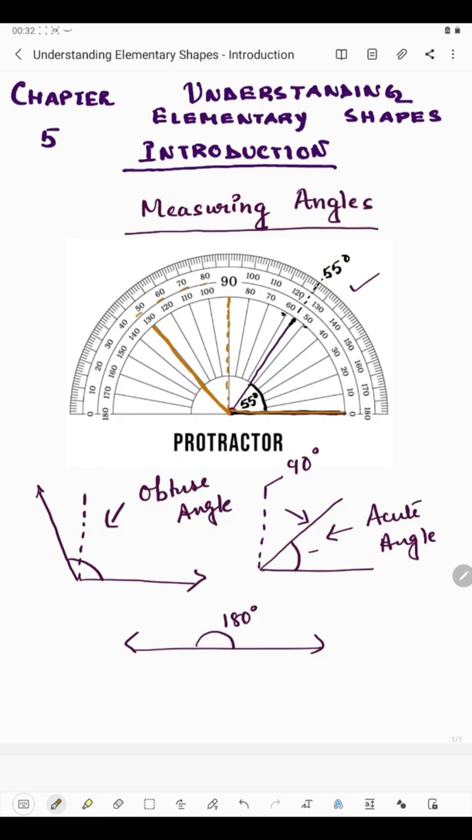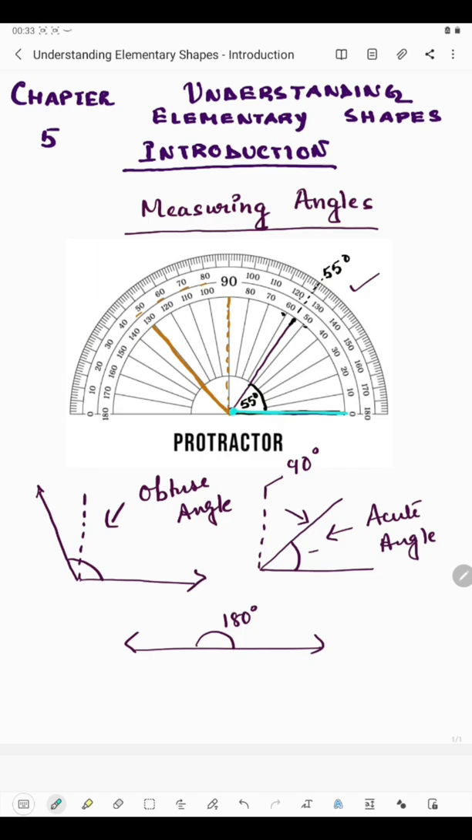Okay, now the first step is we will place the center of the protector at the vertex of the angle. So this is the vertex of the angle, and here only we will have to place the protector. The second step is that the baseline of the protector should be matched with one arm of the angle. So this is one of the arms of the angle, and the protector should be matched here. You just place the protector in such a way that it overlaps with the baseline of the angle.